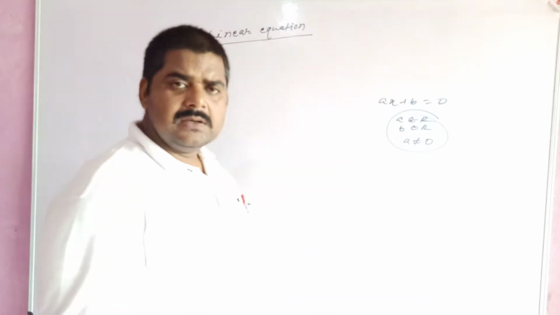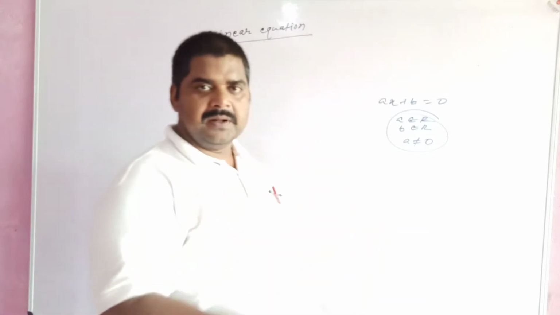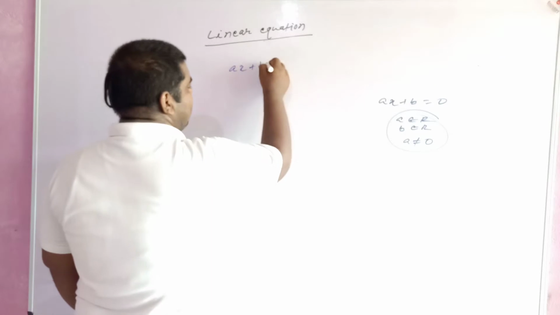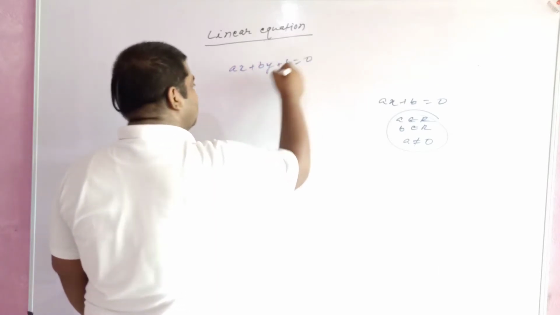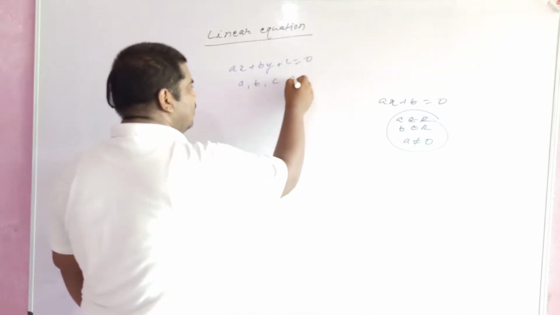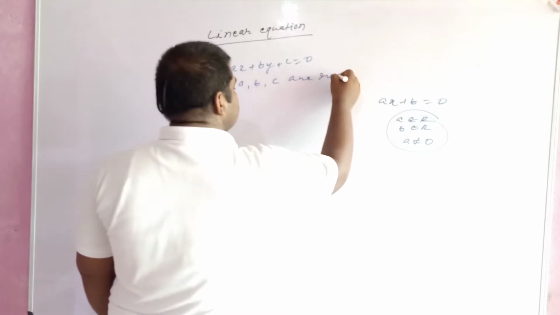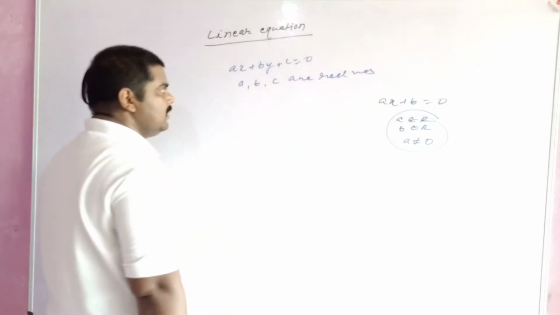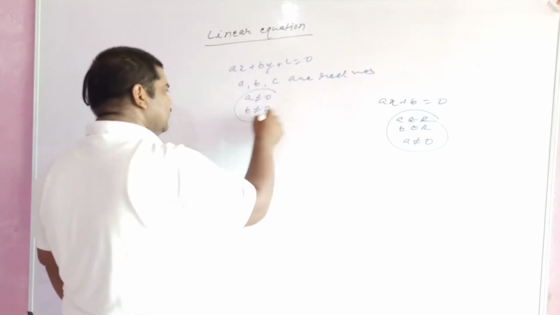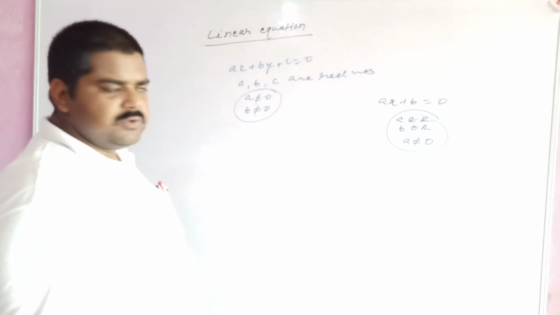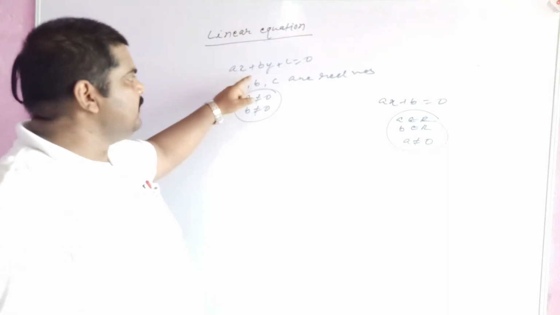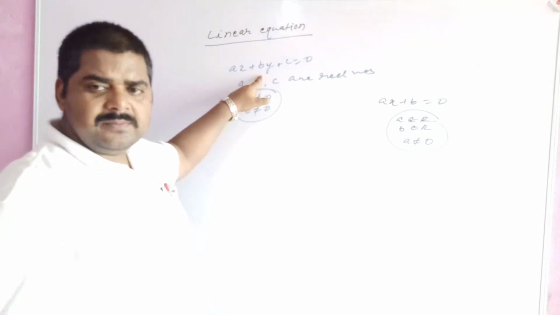But your topic is linear equation in two variables. When a linear equation in two variables is given, then its form is ax plus by plus c is equal to 0. Similarly, a, b and c all are real numbers, and also a cannot be equal to 0 and b cannot be equal to 0. Because you know that if a is equal to 0, then it converts into a linear equation in one variable. If b is equal to 0, then also it is converted.